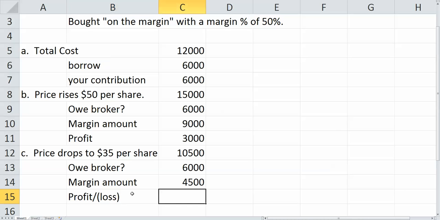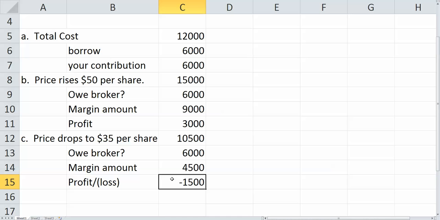And then now I'm going to put profit or loss, and I'll put loss if it's negative, it'll be a loss. So basically, the margin is $4,500, but we contributed $6,000 to the purchase. But our value is now only $4,500, so we have a loss of $1,500 now because the price declined.